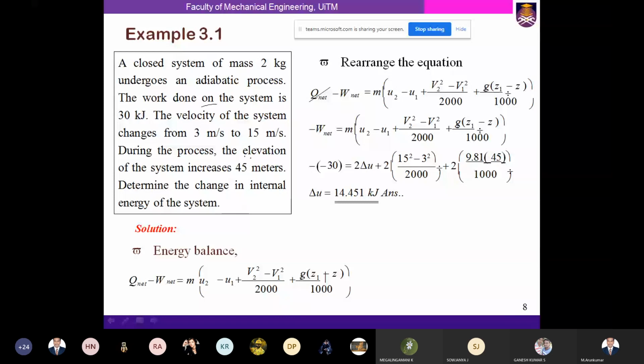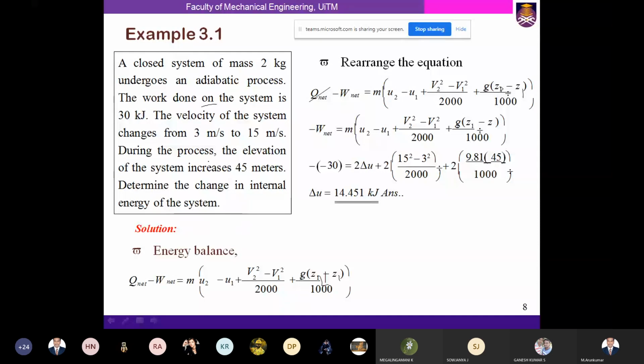Also they gave delta Z, the difference in elevation. So Z2 minus Z1 will be 45 meters. So we can use the energy balance equation, that is, Q net minus W net is equal to M into change in internal energy plus change in kinetic energy, V2 square minus V1 square, plus change in potential energy, G into Z2 minus Z1. Right. So we can use the equation, and substitute the known values.